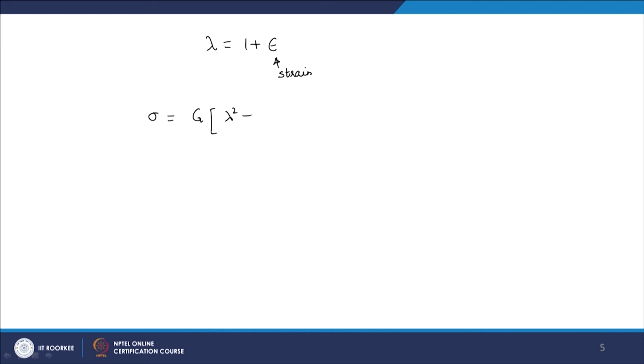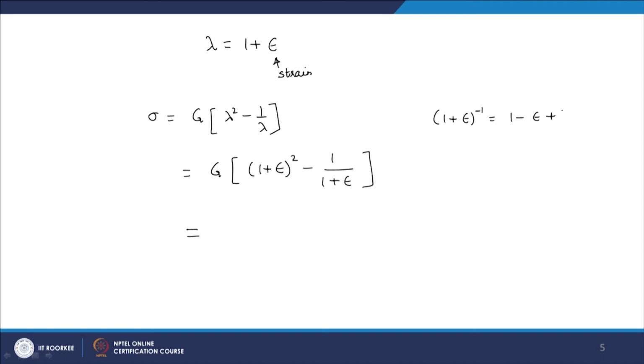stress is lambda square minus 1 by lambda multiplied by g. This will be 1 plus epsilon squared minus 1 by 1 plus epsilon. So, the first term I can expand always, the second term I can expand for small values of epsilon, where we have the series 1 minus epsilon plus epsilon square and so on.